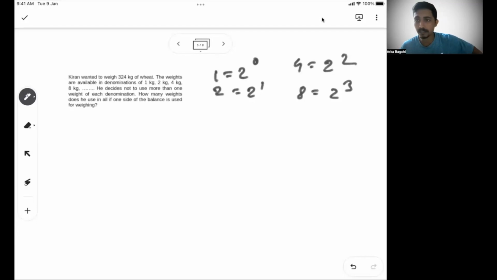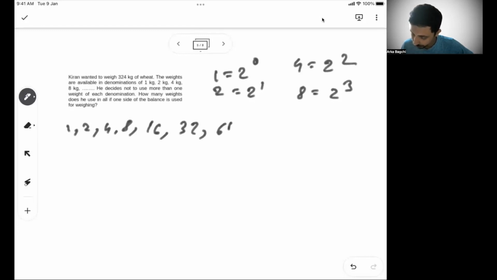Since one side of the balance is being used for weighing, you can't use weights on both sides simultaneously. So he has weights 1, 2, 4, 8, 16, 32, 64, all the powers of 2, and so on. Now he will either use a particular weight, either use 1 kg, 2 kg, 4 kg, or not use it. There is no other way. And he has to get 324.